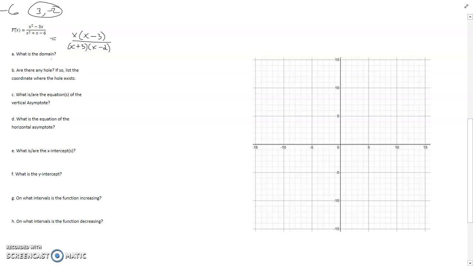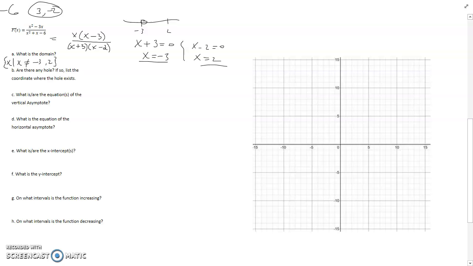And now for the domain, we set the denominator equal to 0, even though I don't have common factors right now. We set the denominator equal to 0, and we get x plus 3 equals 0, which gives us x equals -3, and x minus 2 equals 0, so we get x is equal to 2. So these are the numbers that I need to leave out of the domain. If I want to write this in set notation, I'm going to say x such that x cannot equal -3 and +2.